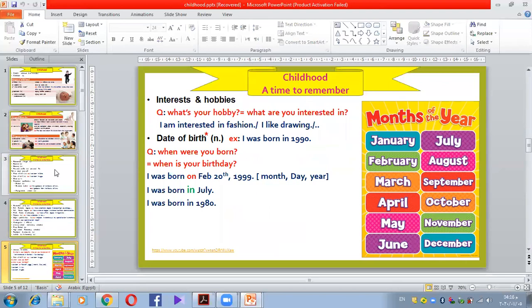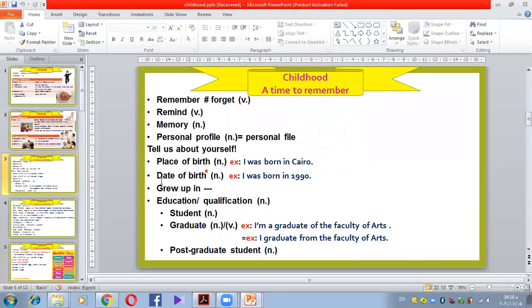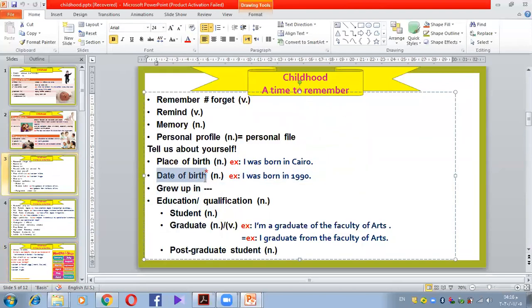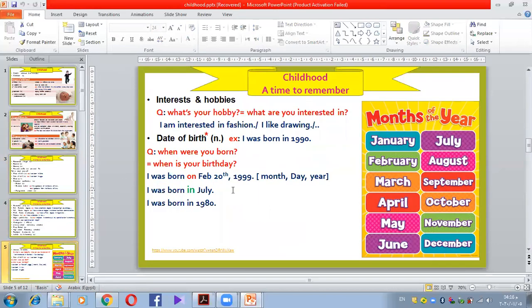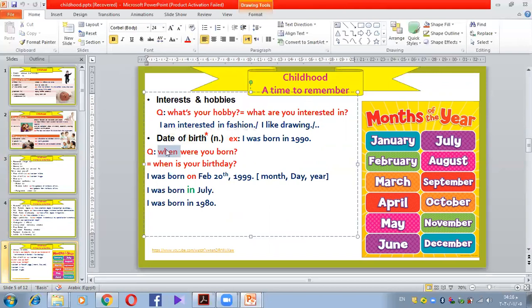Okay, very good. Now I'm going to move on. Do you remember this? I told you, date of birth. What is meant by date of birth? I was born in 1990, for example. Okay, how can I say the date in English? It's very easy and very simple. When were you born? Or when is your birthday? It's the same. You can ask a person like this or like this.